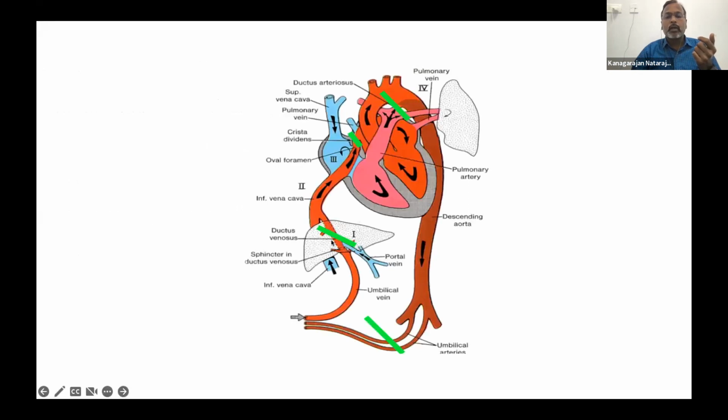Your ductus venosus is out. There is a closure of your foramen ovale, and your ductus arteriosus is getting constricted. First, initially the functional closure, then the anatomical closure. Then your placenta has been clamped. So these are the major changes happening immediately.